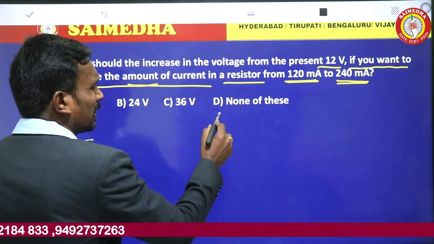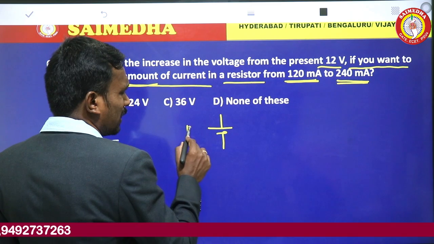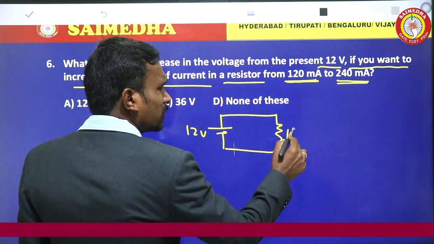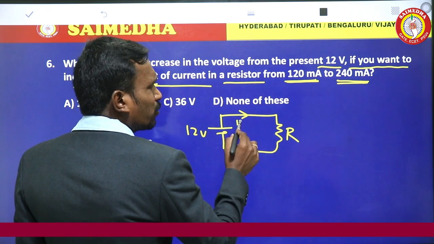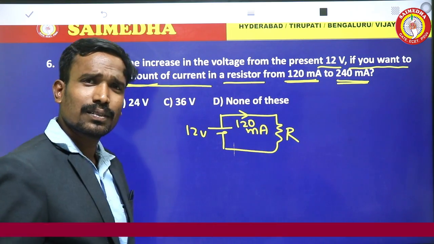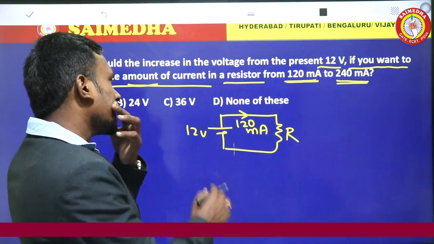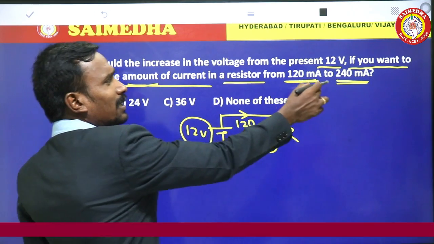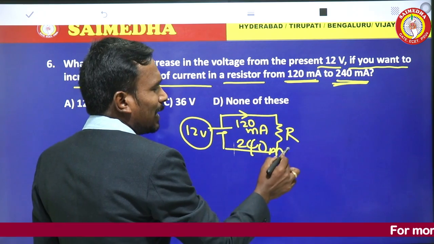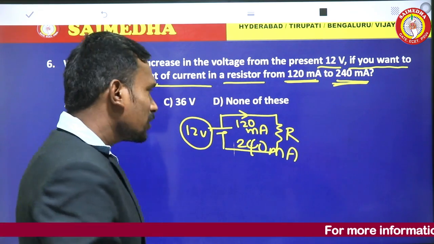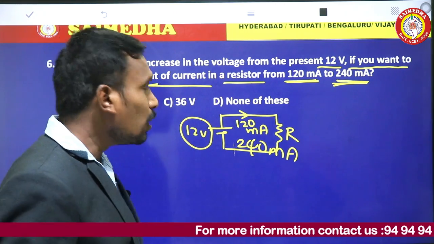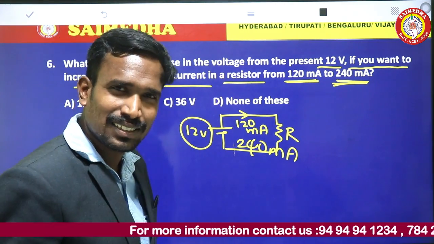Let's see what they have given. Here 12 volts is there. Of course, here some resistance is there. Here 120 milliamperes is flowing in this. Now I want to increase this voltage in order to flow a current of 240 milliamperes. So tell me, how much do I have to increase the voltage?